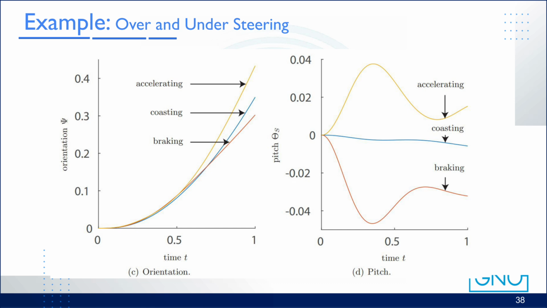During braking, the front dips down and the rear rises. This is a negative pitch. The coasting state remains nearly flat and stable. Together, these changes in yaw and pitch clearly demonstrate how load transfer, the shifting of weight between the front and rear, affects the handling balance and stability of the vehicle.